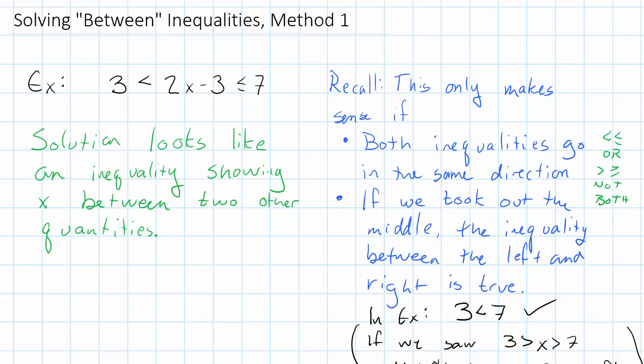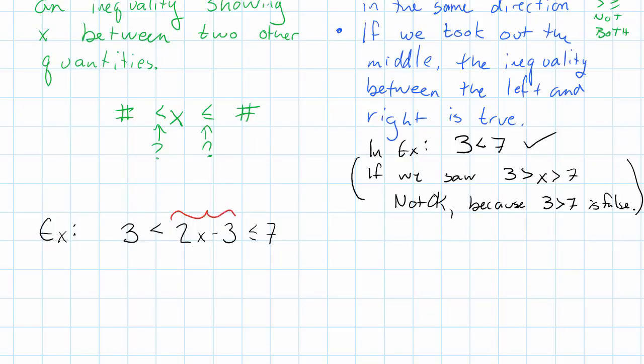The solution looks like another betweenness inequality with x in the middle. So I should have x less than maybe some number less than or equal to some other number. And perhaps in manipulating, I will have changed the direction of these symbols. When we have a betweenness inequality that looks like this, where we have a variable in the middle only, we have a shortcut method of solving these.